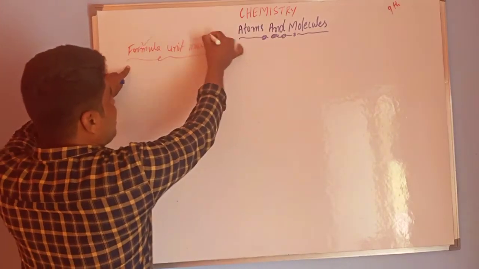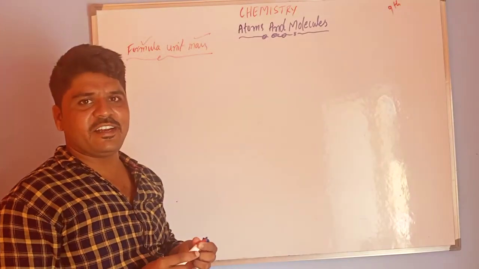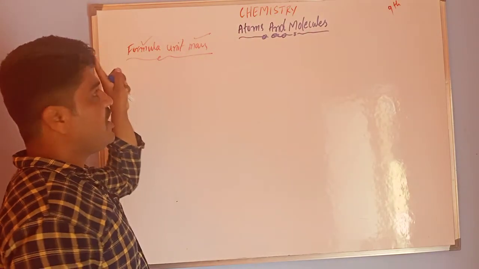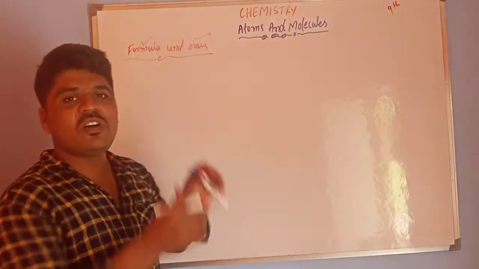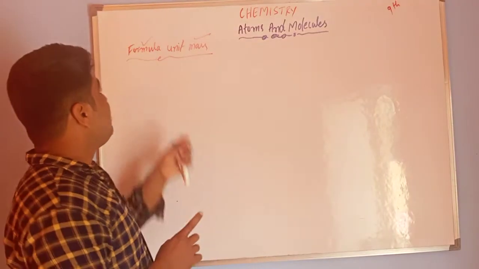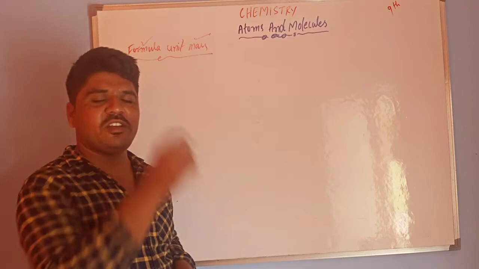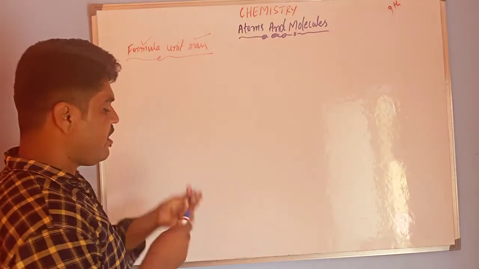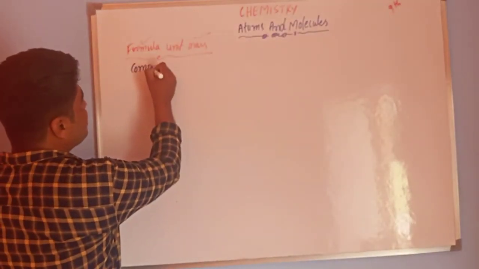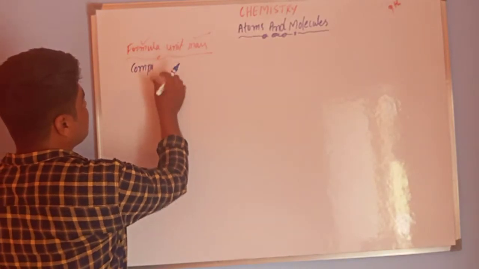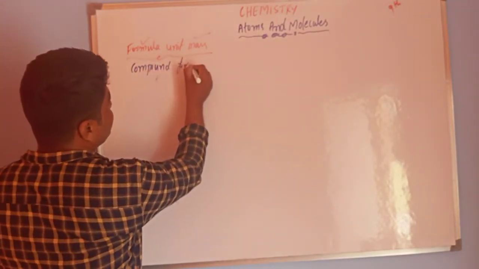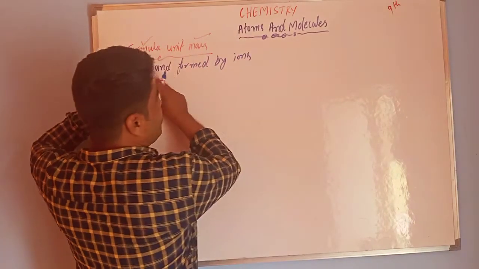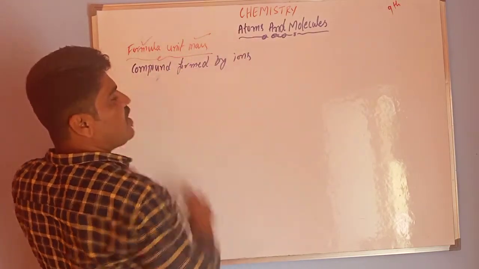So formula mass and molecular mass are similar, right? Similar words. That's why, in the same manner of finding the molecular mass, formula unit mass also uses the same method. In molecules we use the molecular mass, but for compounds formed by ions, we use a formula unit.